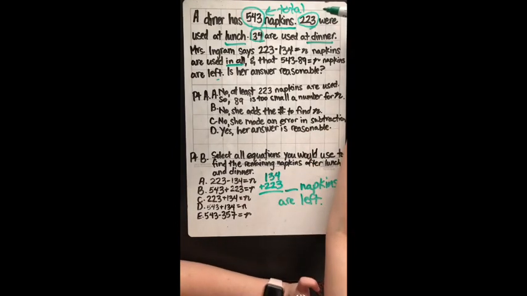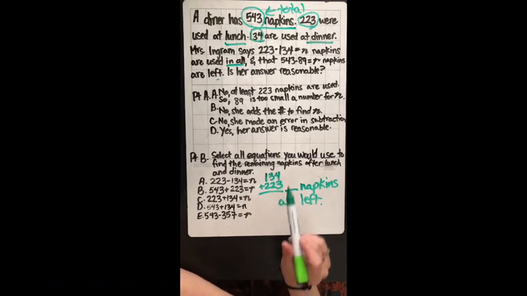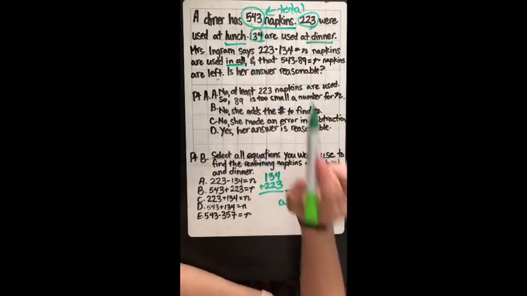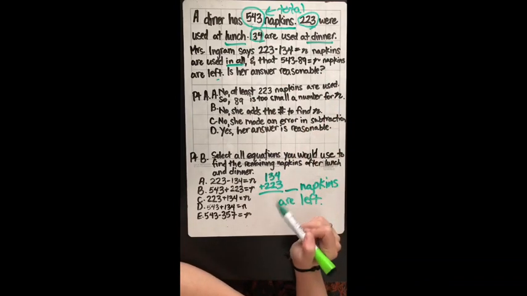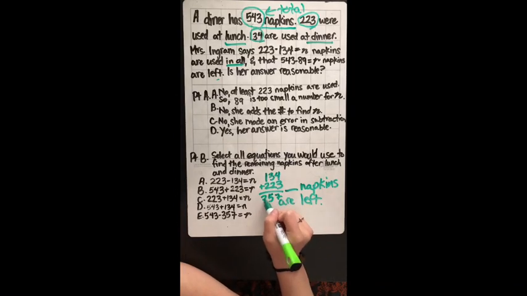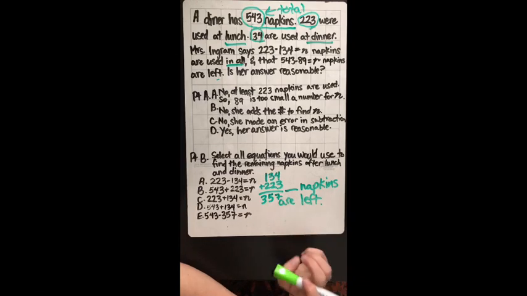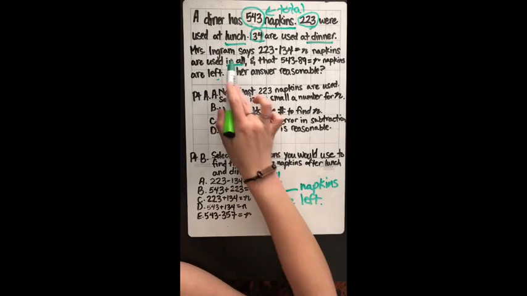Now, once I have solved for that, then I can figure out how many napkins are left. So 543 in all, 223 at lunch, 134 at dinner. So now I'm going to add those together. 4 plus 3 equals 7. 3 plus 2 equals 5. And 1 plus 2 equals 3. So I know that so far there have been 357 that were used in all.